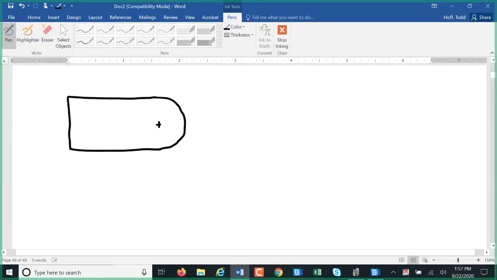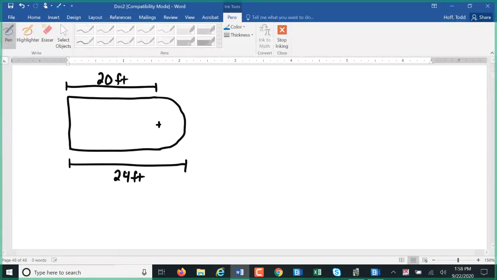So here we have a rectangle with a half circle on the end of it. If I tell you that this here is 20 feet, and this here is, oh, let's go 24 feet. First of all, circles are a great way, one of the few ways we have of transferring dimensions from vertical to horizontal. Let me show you, this is a great example of that.